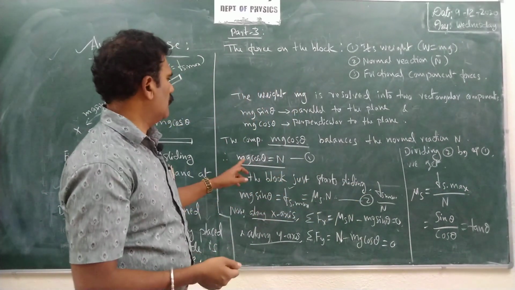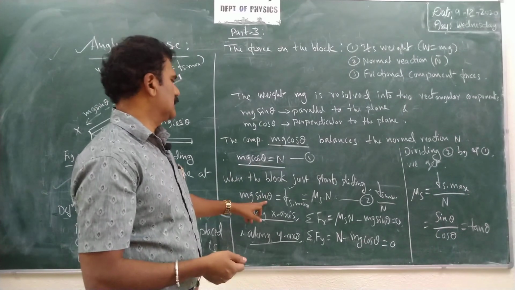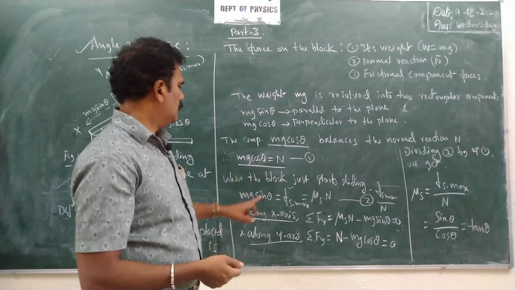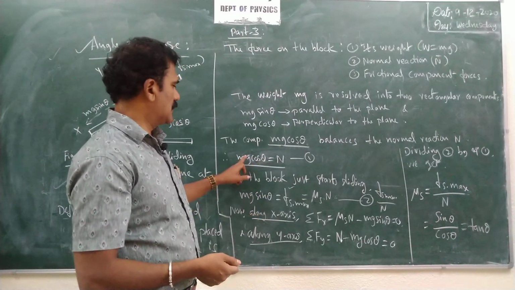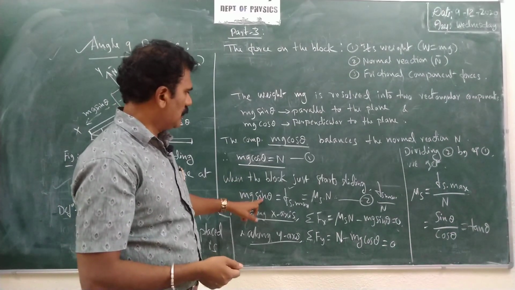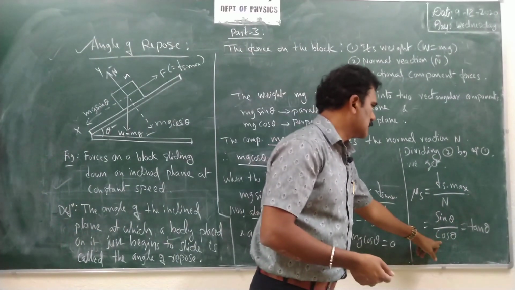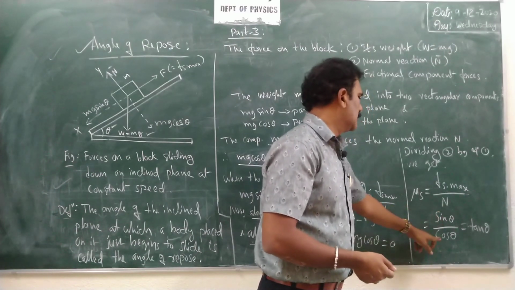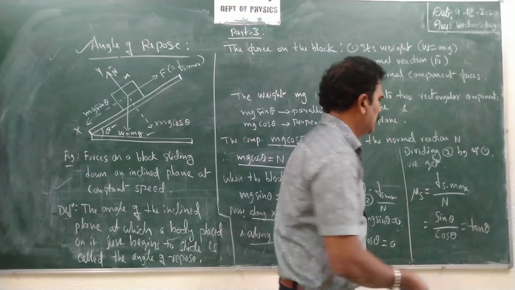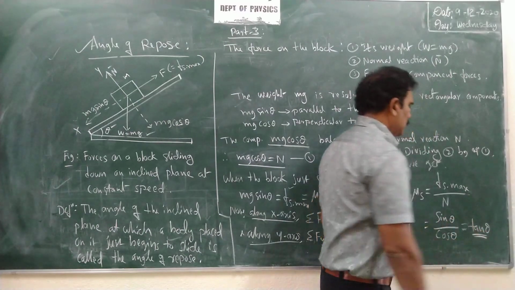Now similarly you have to divide on the left hand side also. On the left hand side what we have? Mg cos theta here, and mg sin theta. So dividing 2 by 1, mg cancels, and we are left with only sin theta by cos theta. The ratio sin theta by cos theta is also equal to what? Tan theta.